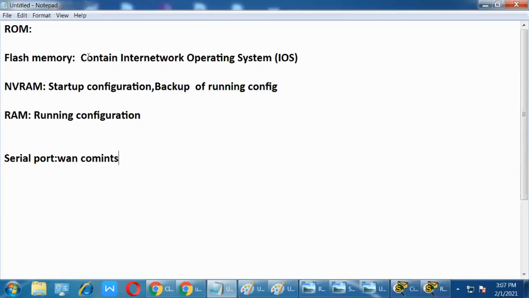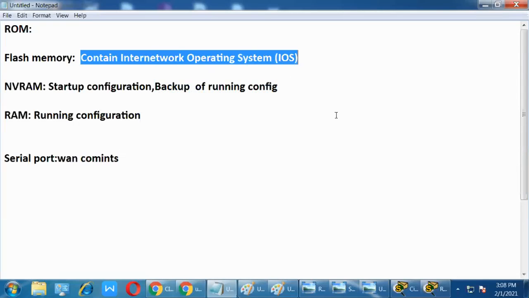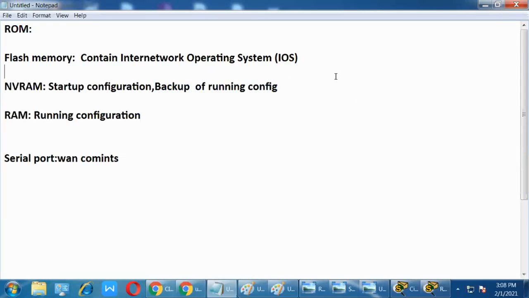Right. Now in the flash there is the IOS operating system. What is the capacity of the RAM? 8 MB, 16 MB, 32 MB, 64 MB, जो आ गया directly 512 और 256, speed.